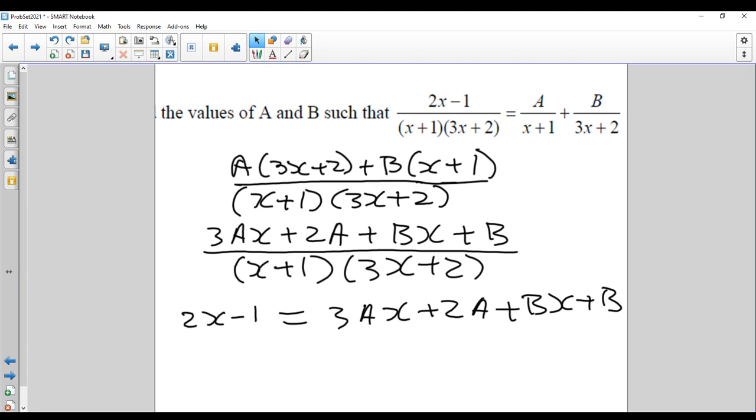Let me see if that makes sense to Ashton. Ashton, does that make sense? Okay.